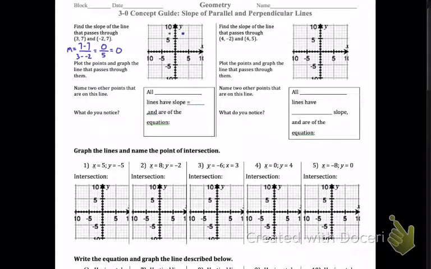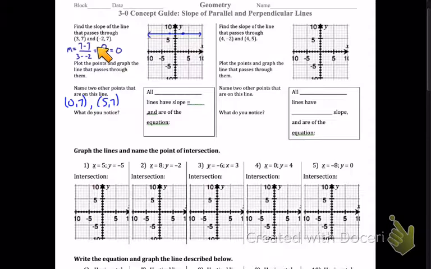Plot the points. Those 2 points get plotted up here and here. There is the line that passes through. Name 2 other points. Well, you can name any points. Here are the 2 that I named, 0, 7 and 5, 7. 0, 7 is here, 5, 7 is here. Those are points on the line. You could have named any point on here.